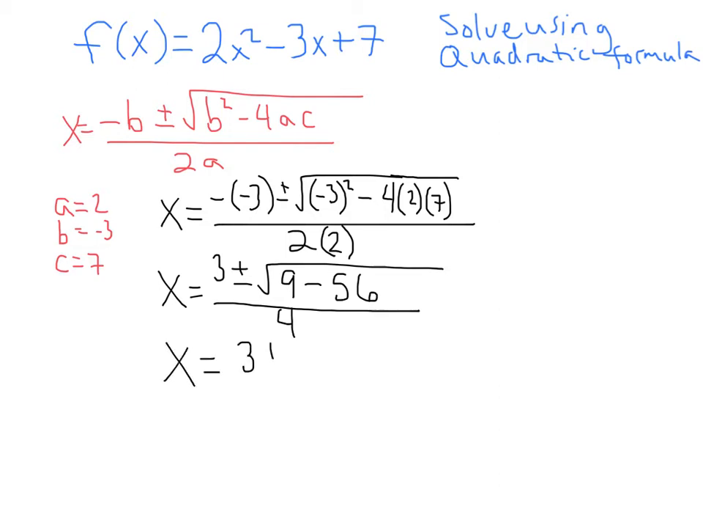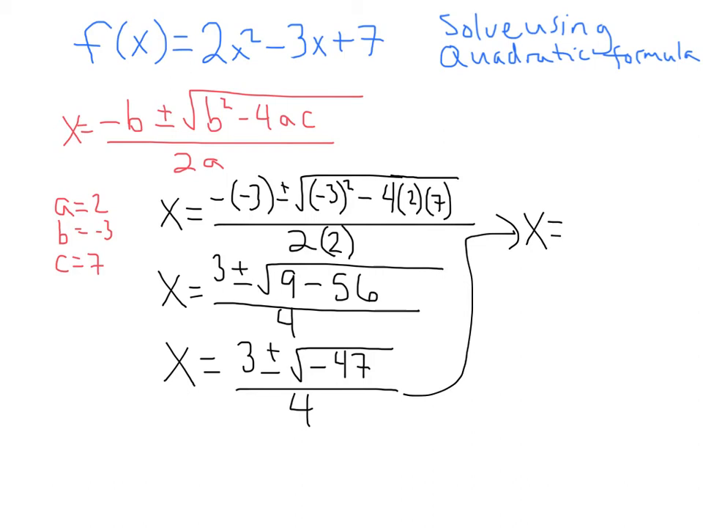I have 3 plus or minus the square root of -47 all over 4. Well, this is strange. I have a negative inside of a square root. I'm not allowed to have that. Ooh, yes we are, because we were learning about complex numbers, imaginary numbers. And we know when we have a negative inside the square root, what I can do is I can just pop an i out.